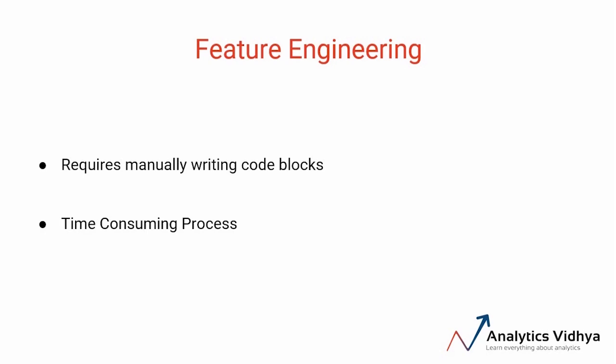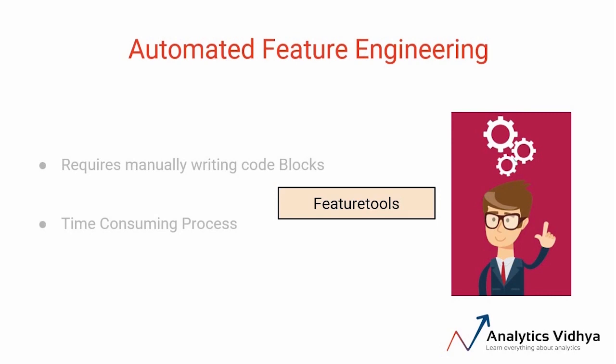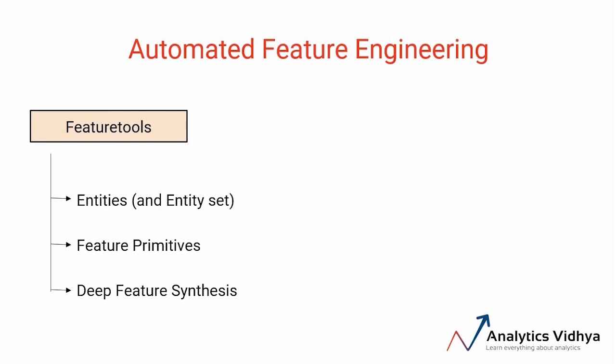Now, this, as you can imagine, can often be a very time consuming process. So, is there any way we can automate this whole process of creating new features? Yes, we can. There's a library called Feature Tools, which is an open source library for performing automated feature engineering. Let's understand how it works. There are three important components of feature tools: entities, feature primitives, and deep feature synthesis.